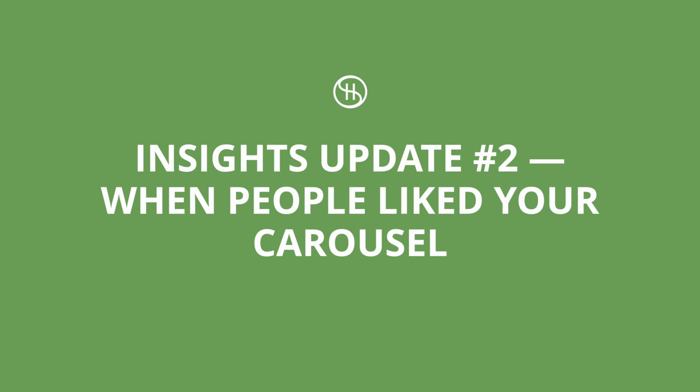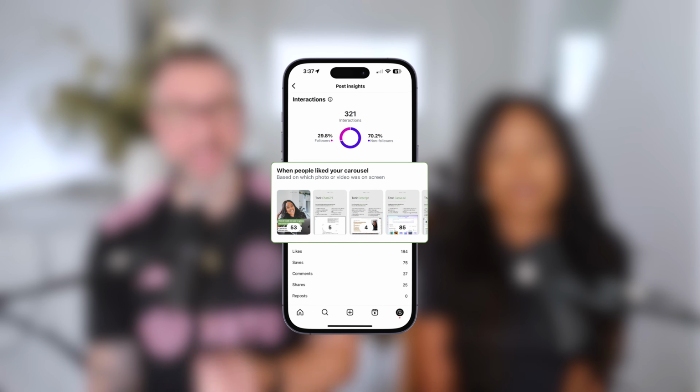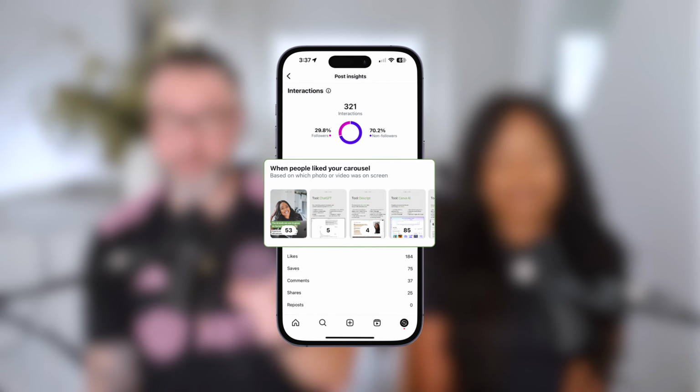The next Instagram Insights update is when people liked your carousel. So this is the same idea, but for carousels. This will be an interactive chart that shows you which slides in your carousel actually got people to be like, gotta tap right here, which will let you know what's resonating, where your audience's attention peaks, and how to create more posts that hit the same nerve.